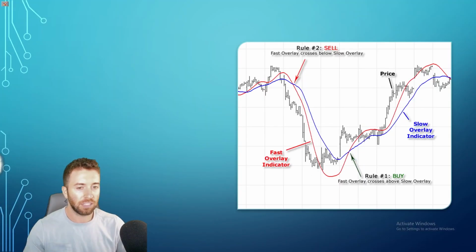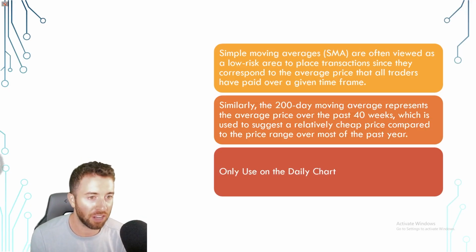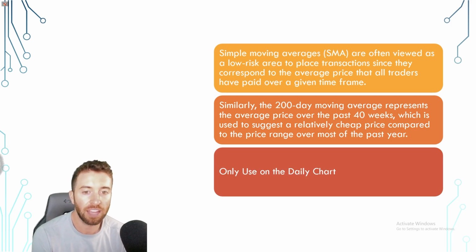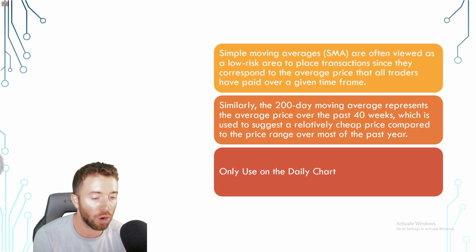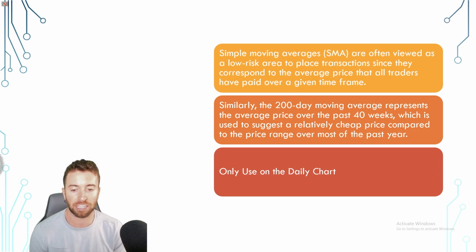So let's start talking about this a little bit more here. Simple moving averages are often viewed as a low risk area to place transactions since they correspond to the average price that all traders have paid over a given time frame. Similarly, the 200-day moving average represents the average price over the past 40 weeks, which is used to suggest a relatively cheap price compared to the price range over most of the past year. Only used on the daily chart as we talked about.